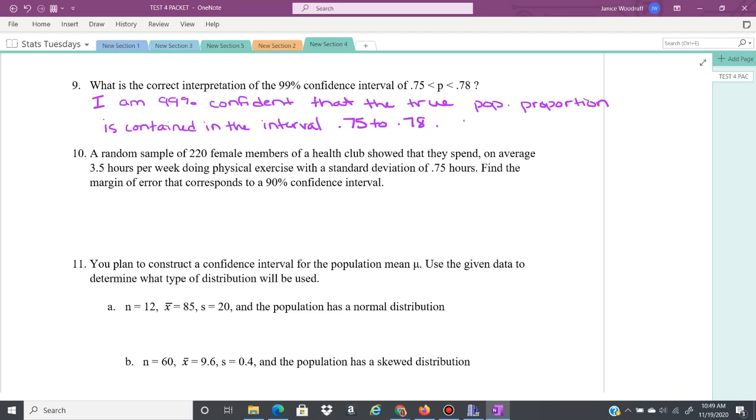I am 99% confident that the interval 0.75 to 0.78 contains the true population proportion. So something along these lines here.